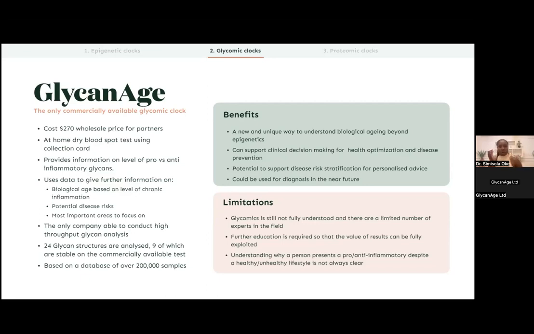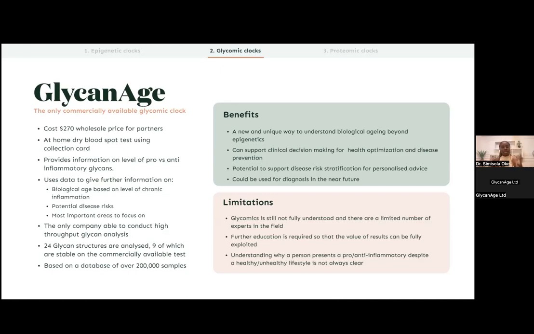In terms of limitations, no test is without limitations. And I think with glycomics, what we know is that it's still an area of research. It is not fully understood, and there is a limited number of experts in the field. And I say this because, as I mentioned, we are the only existing commercially available glycomic clock. There are other glyco scientists, but actually our CSO, Gordan Lauc, who is our chief scientific officer, is someone who's been in the field of glycomics for decades, and actually has been doing research in this space for a very long time. But again, because glycans can be difficult to analyze, there are a limited number of experts in that field, and our CSO is one of them.